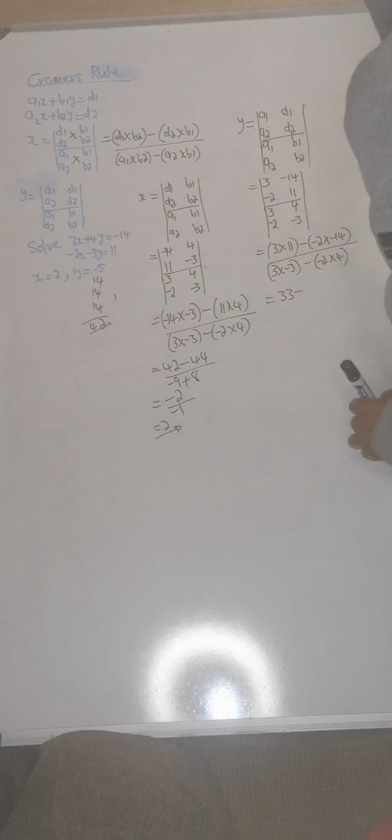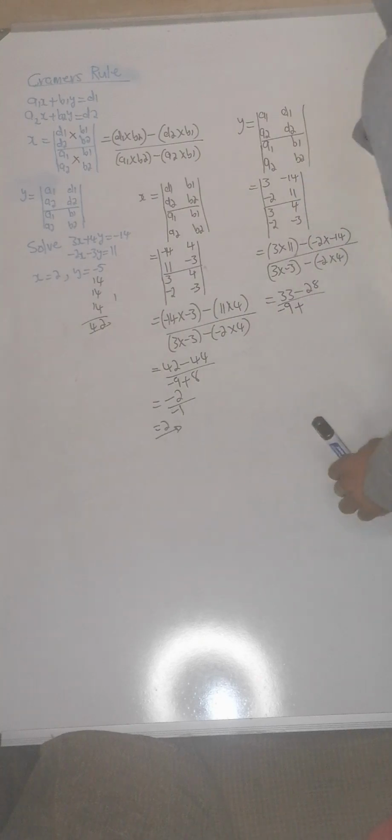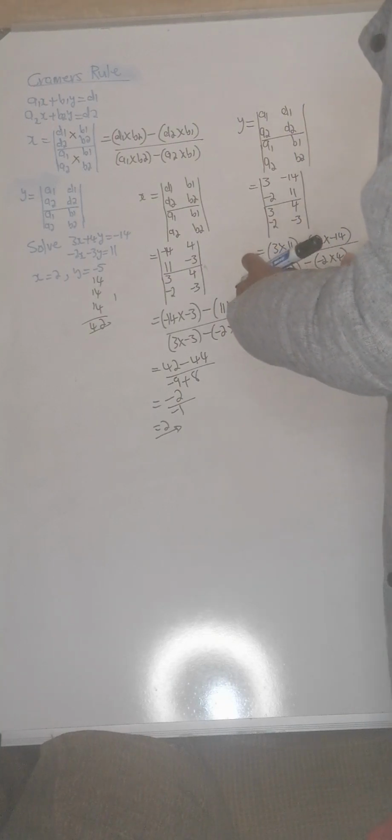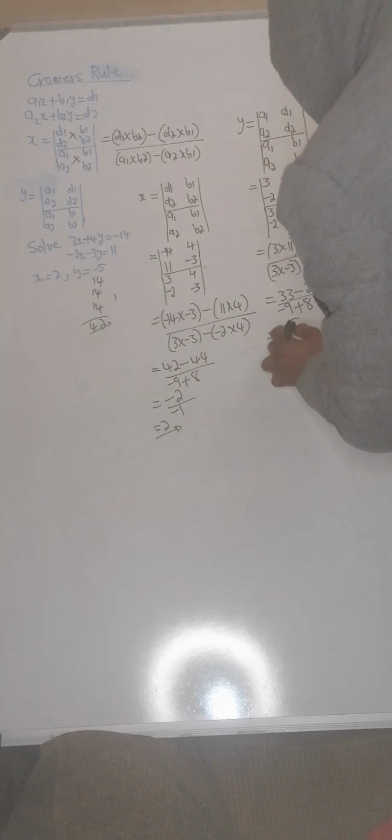And from here, what is it that I do? I get 33. Negative times negative is a positive, times a negative is a negative. 2 times 14 is 28. 3 times minus 3 is minus 9, plus 2 times 4 is 8. What is 33 minus 28? 28, 29, 30, 31, 32, 33. And I get 5. What is minus 9 plus 8? That's minus 1, leaving me with a value of minus 5.